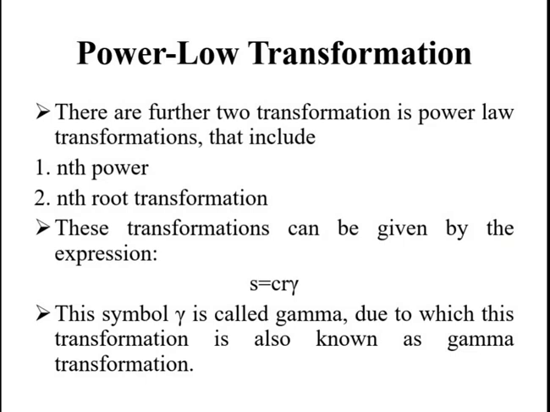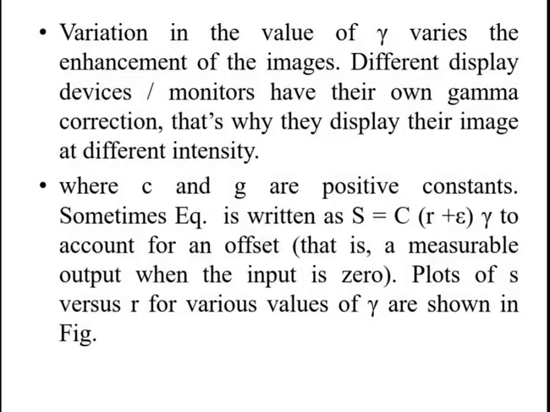Then our next gray level transformation is power law transformation. There are two further transformations in power law transformation: the first one is nth power and the second one is nth root transformation. This transformation can be given by the expression S is equal to C R to the power gamma. The symbol gamma is called gamma, and due to this the transformation is also known as gamma transformation. The variation in the values of gamma varies the enhancement of the image.